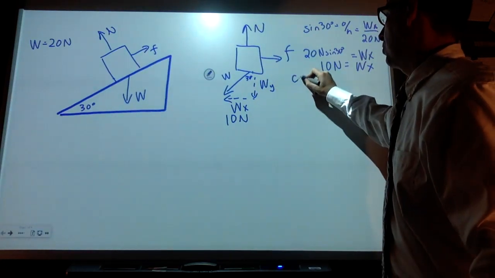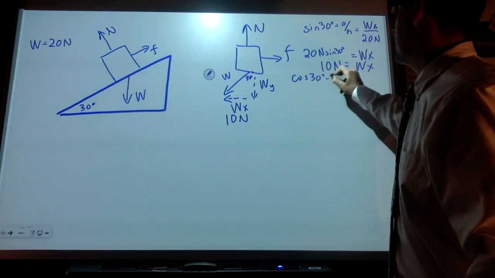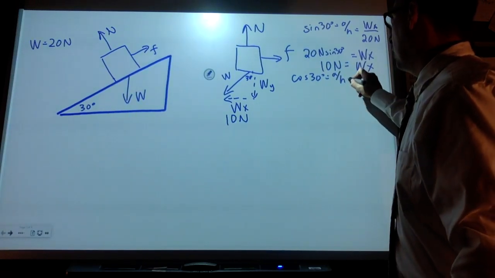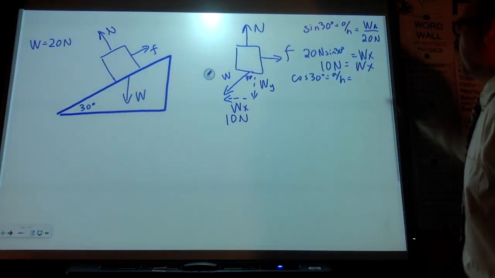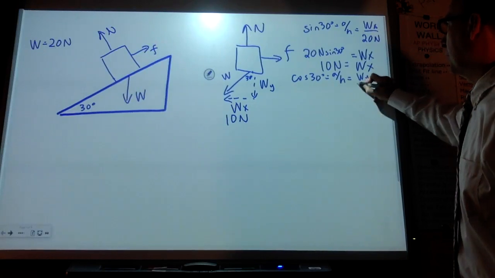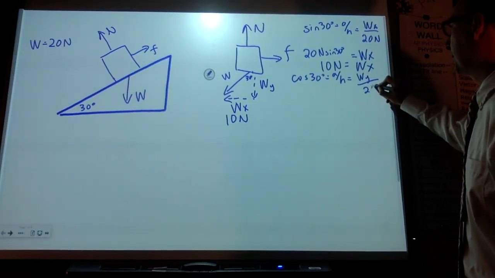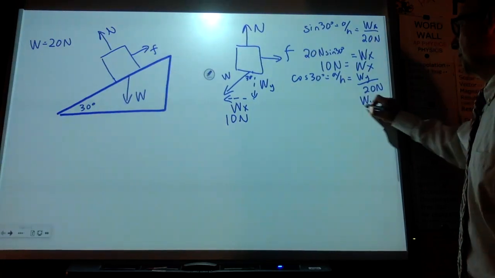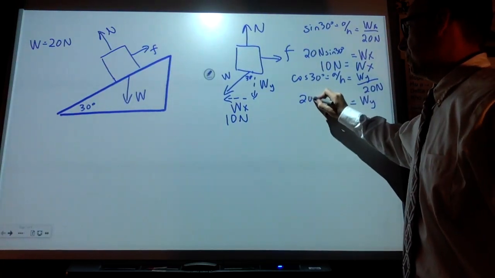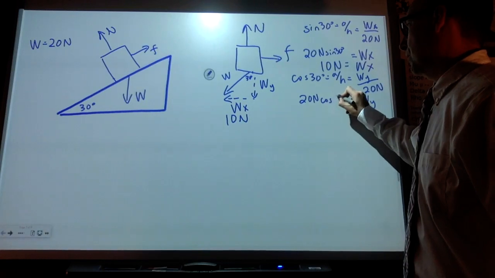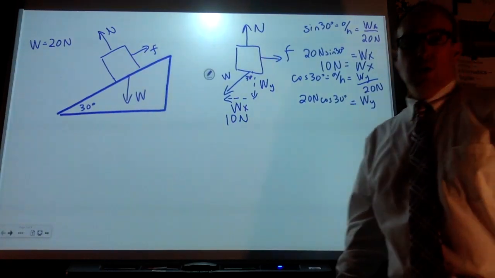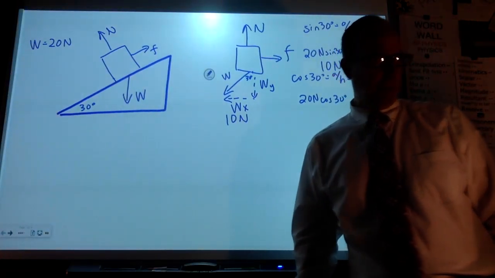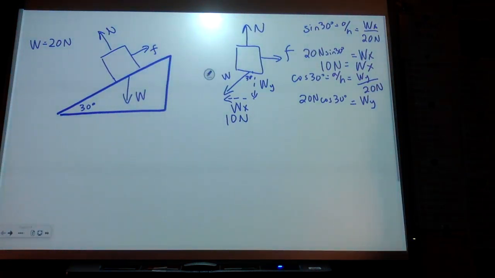I'm also going to do Wy, and this is our adjacent side, so I'm going to use cosine. So cosine of 30 is adjacent over hypotenuse, and so this is going to be Wy over 20. So Wy is going to be 20 cosine 30, which is 17.3.